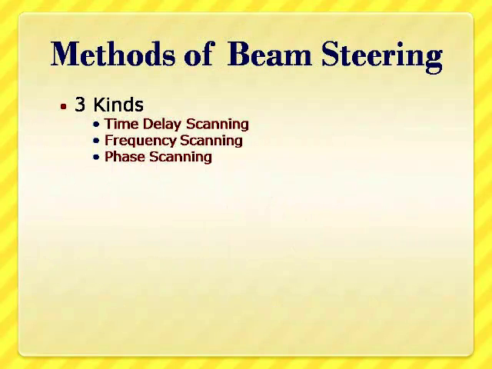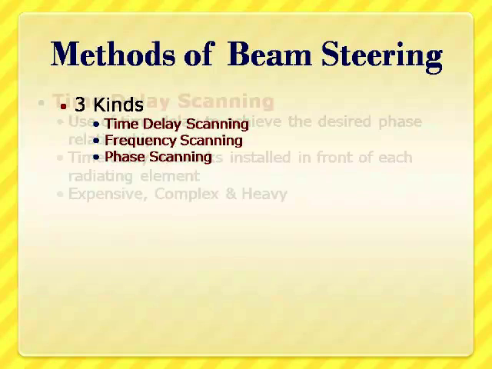Basically, there are three techniques. They are known as time delay, frequency and phase. The purpose of these is that the beam is going to be placed at different directions, or what we call in general as scanning. So these three different techniques are known as time delay scanning, frequency scanning and phase scanning. Let us try to understand each of them.